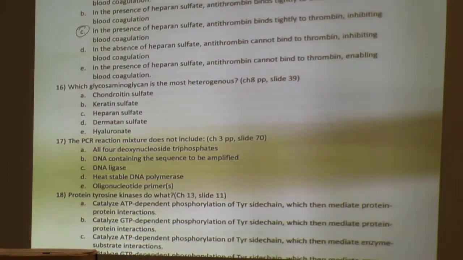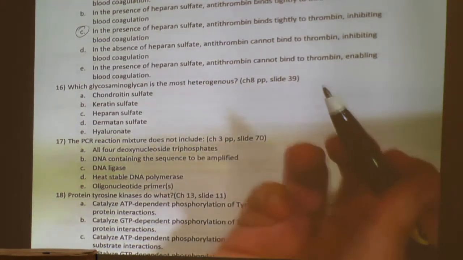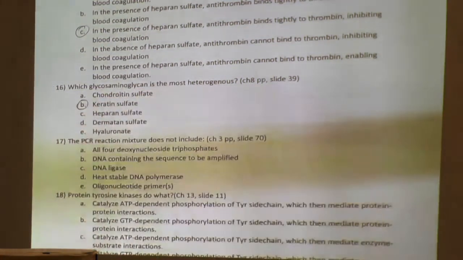Number 16, which glycosaminoglycan is the most heterogeneous? It's going to be keratin sulfate. Keratin sulfate has a lot of sulfur in it. It's mostly sulfur, so that's why it's the most heterogeneous. Or, I think that's why.